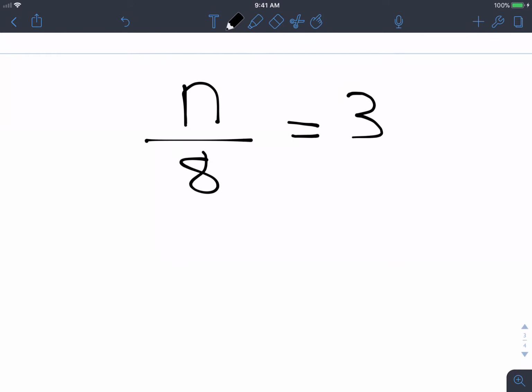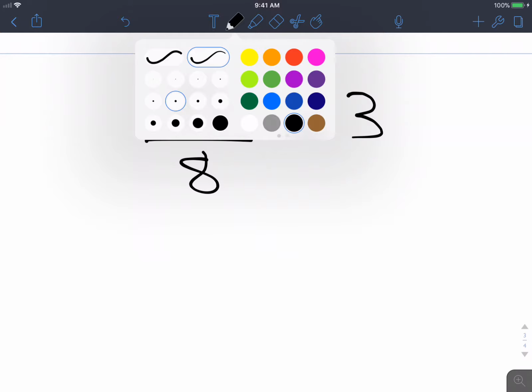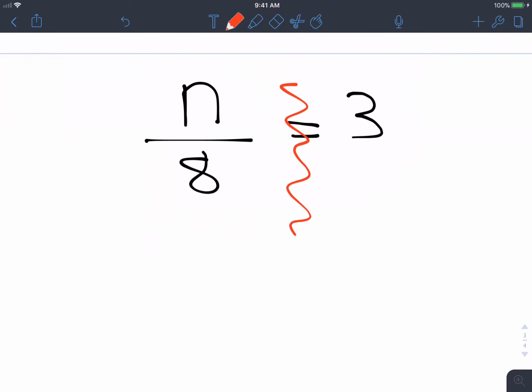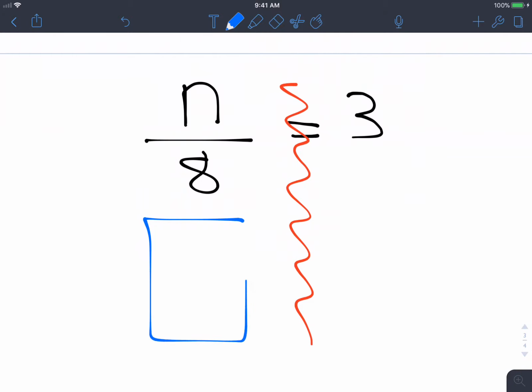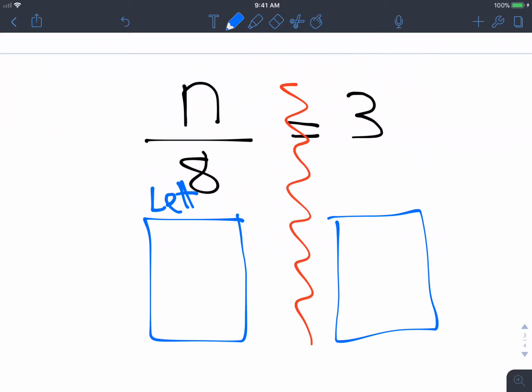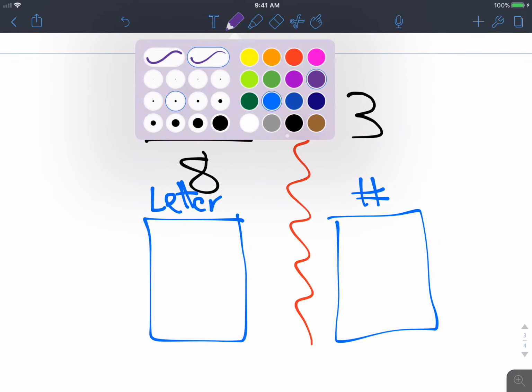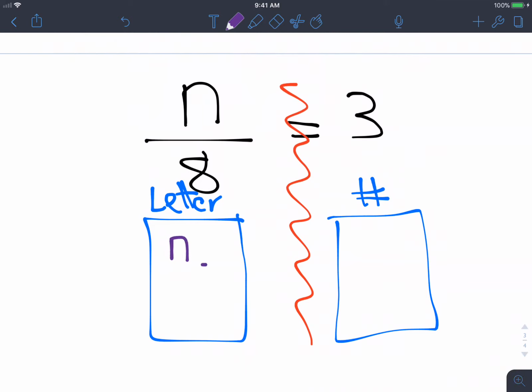Okay, so I'm still going to go through my steps. I'm going to first draw my fence, put my boxes. This will be my letter box. This will be my number box. I'm going to drop things in. It's on the same side, so I don't change the sign. This is on the same side, so it just becomes 3.